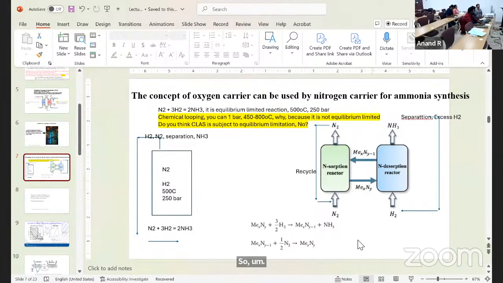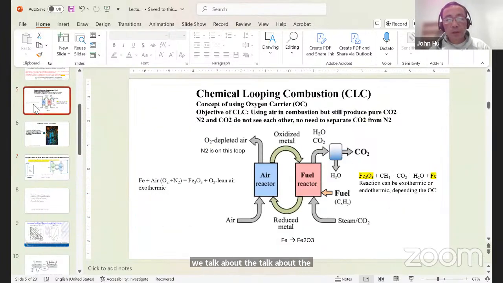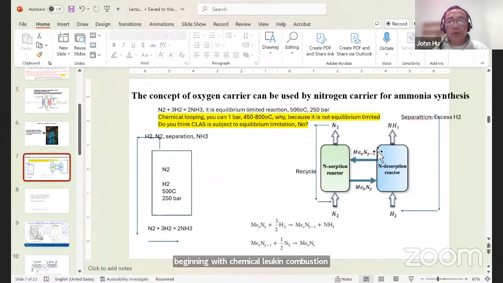If you recall yesterday, we discussed the background of chemical looping, beginning with chemical looping combustion. Then, based on the same theory, we said we can use the same concept used in chemical looping combustion for nitrogen, with a nitrogen carrier, and then do the chemical looping. We discussed the flow diagram, how we activate nitrogen. That's what we did yesterday.